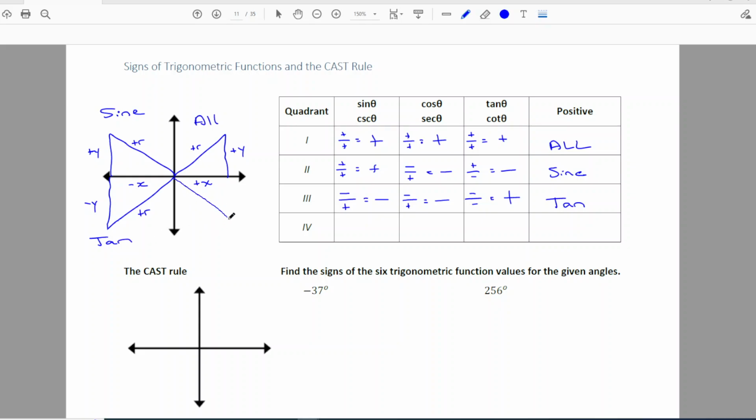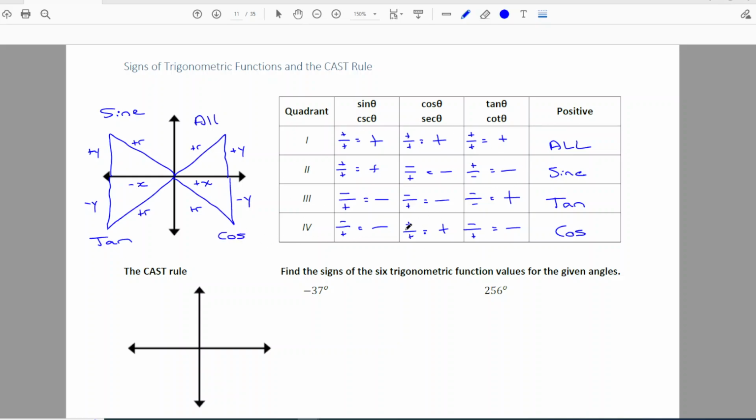In quadrant 4, what happens? Well, my y value is negative, but my radius is always positive. So this time, the only ratios that are going to be negative are ones that involve the y, which would be sine. So negative over a positive is negative. And then cosine would be positive over positive, which means it's positive. And then tan is y over x, so it's going to be negative over positive, which means it's negative as well. The only ratio that's positive in quadrant 4 is the cos ratio.